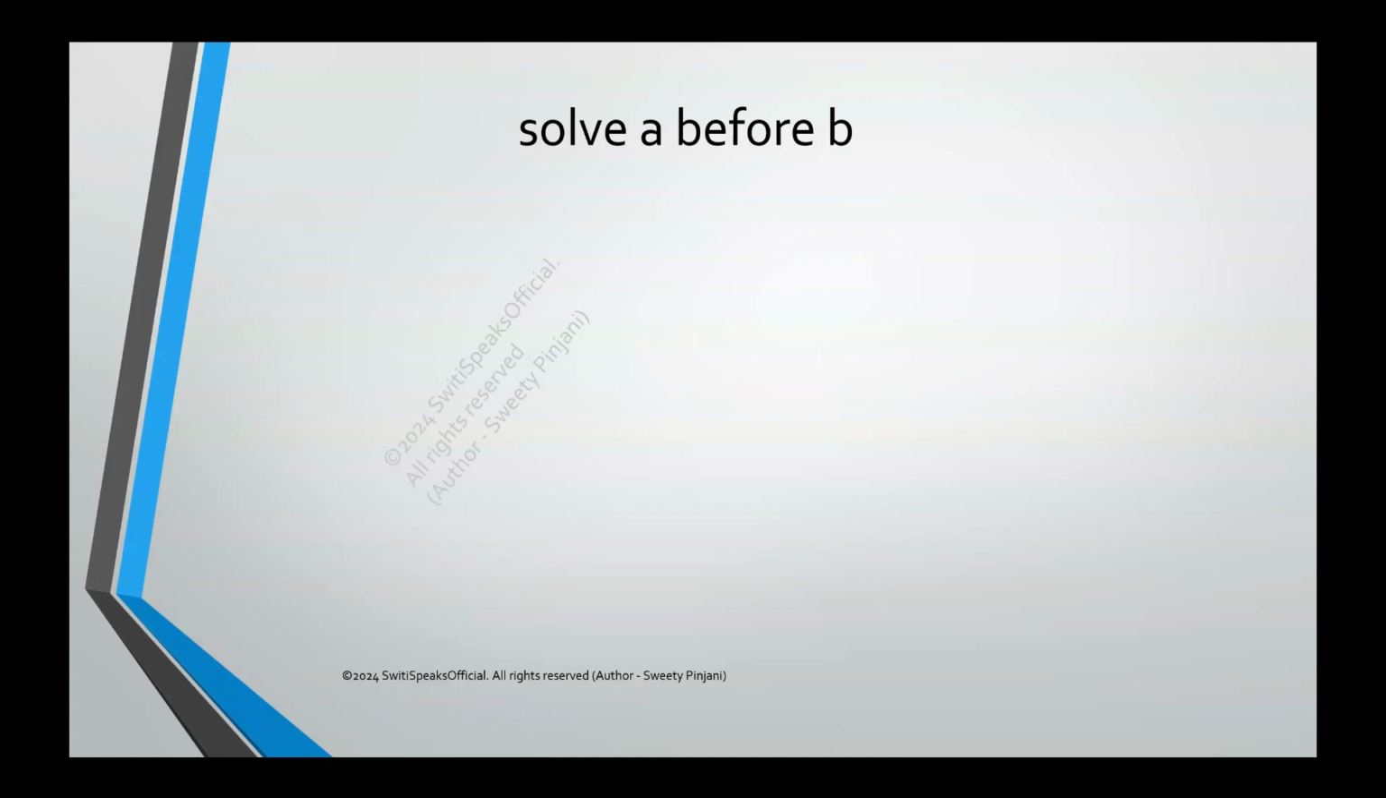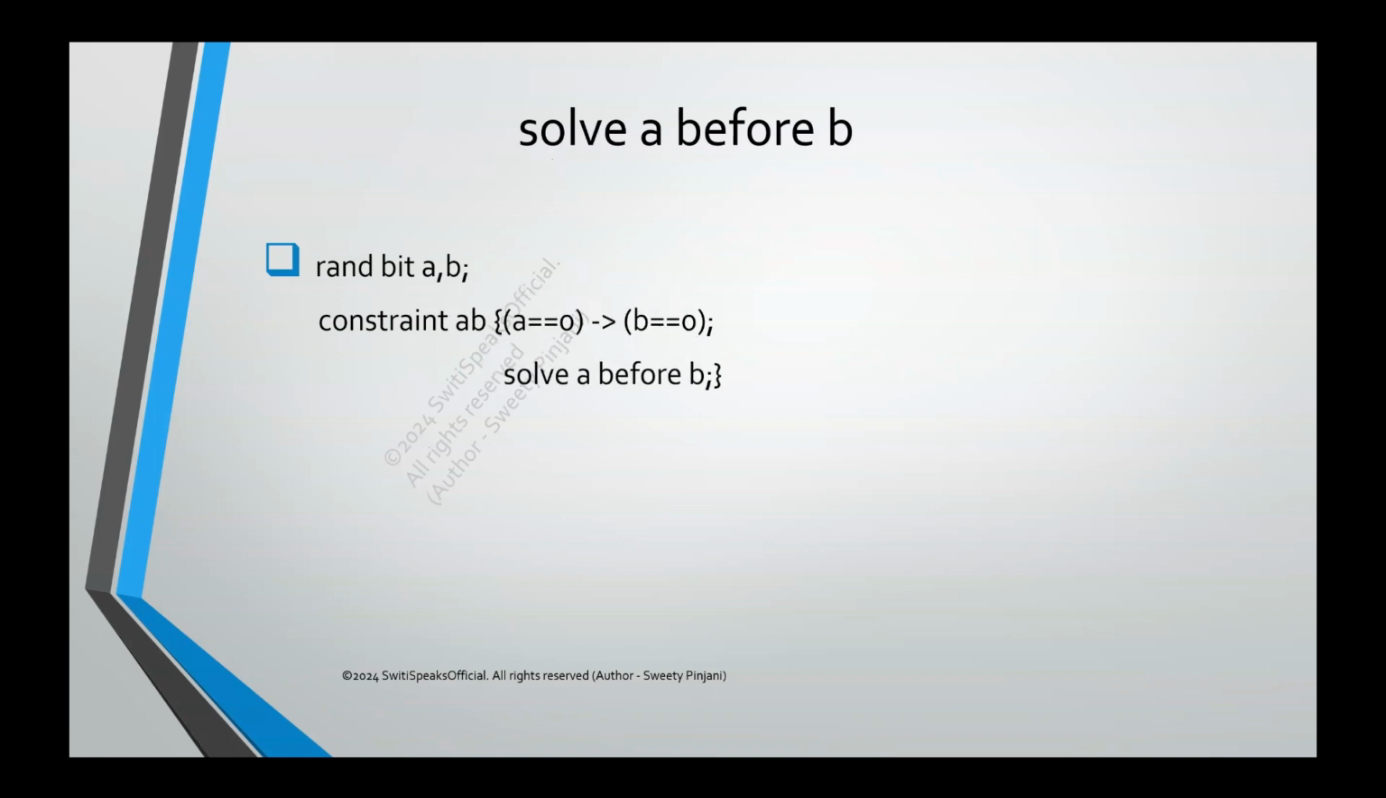Now let us see what happens when you use solve A before B. Same example, I have a rand A and B. Both are 1-bit variables. And then I have a constraint which says whenever A equal to 0, B should be equal to 0. And I am saying solve A before B. What does this statement mean in English? Solve A before B means before you solve the value of B, you should solve the value of A.